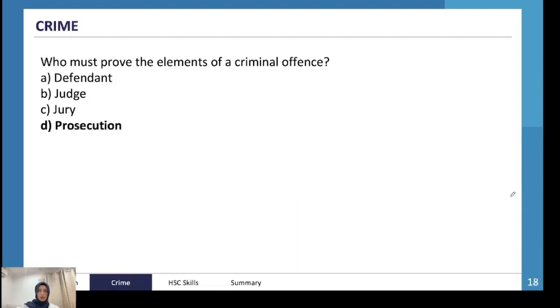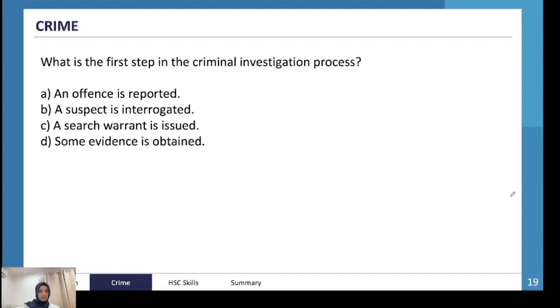What is the first step in the criminal investigation process? Is it A, an offence is reported, B, a suspect is interrogated, C, a search warrant is issued, or D, some evidence is obtained? Remember, think about what's the first step of the criminal investigation process.